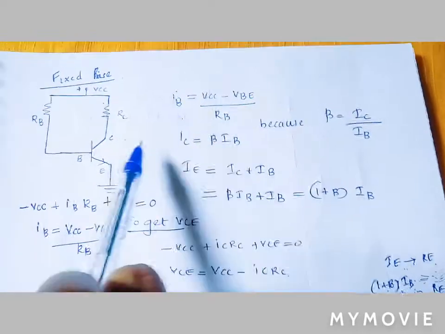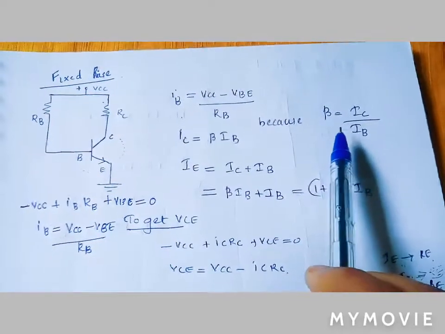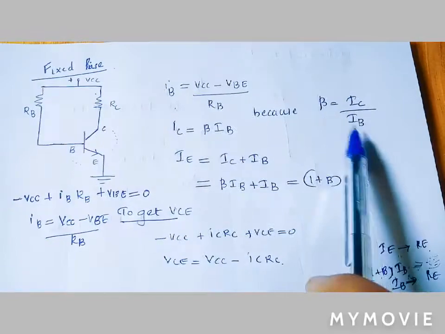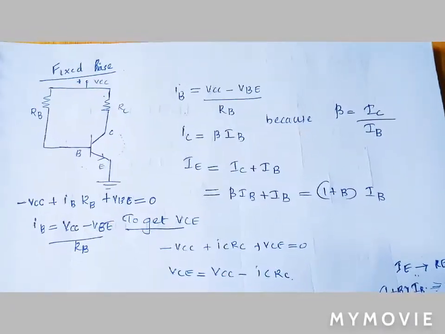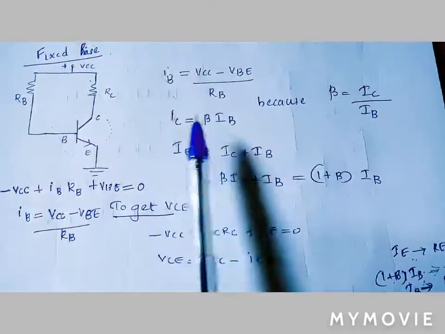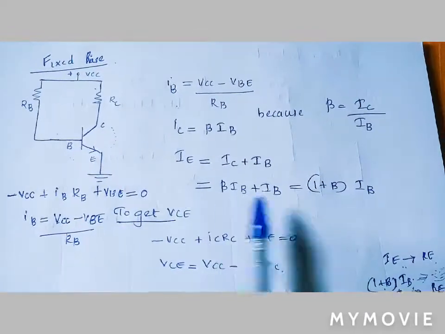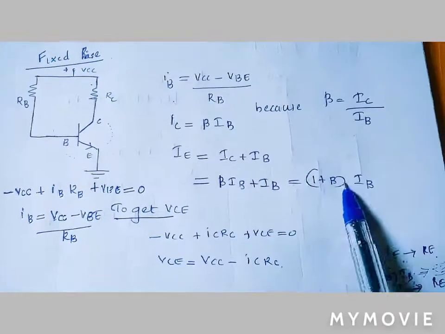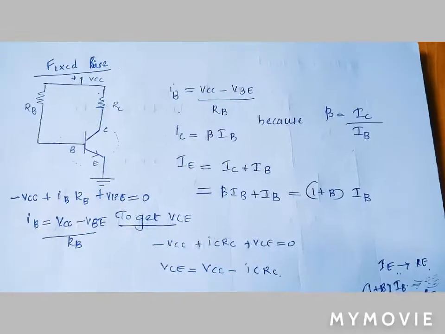How to find the collector current from base current? We know the gain factor in common emitter configuration, that is beta is equal to IC by IB. From that, IC is equal to beta IB. And also we know the basic equation in emitter configuration, that is IE is equal to IC plus IB. So IC is equal to beta IB, so IE is beta IB plus IB. IB can be taken common, so 1 plus beta into IB. So we get the emitter current, collector current and base current.